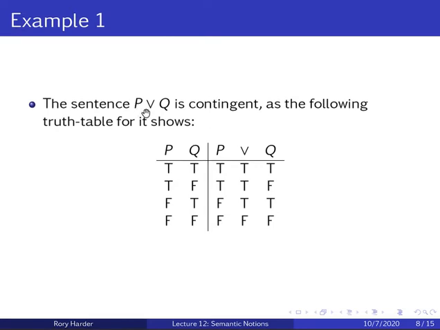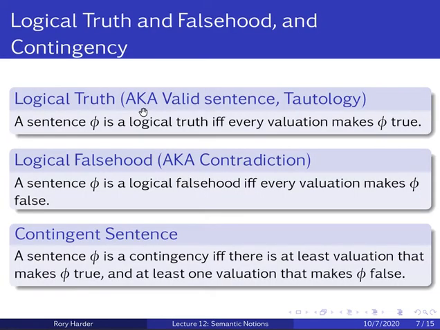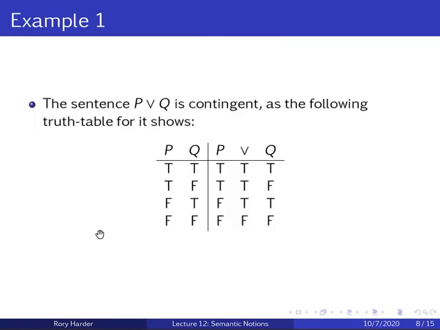And here we have disjunctions of the two simple atomic sentence letters. We have the disjunction P or Q. We want to know whether the sentence P or Q is a tautology, a contradiction, or a contingency. As it happens, P or Q is contingent. And we can show this by looking at its truth table.